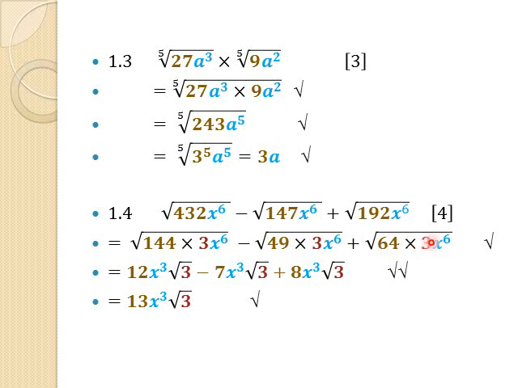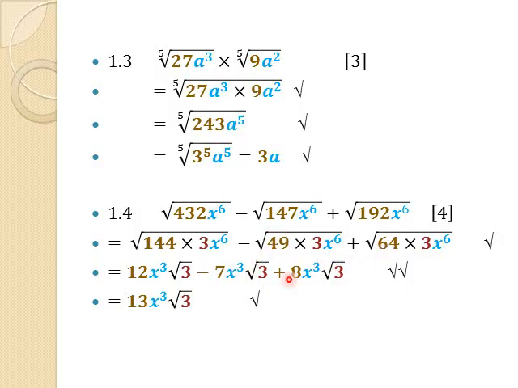x6 simply stays. Square root of 144, 12. x6 divided by the 2 from the square root, 6 divided by 2, x cubed. Square root of 49 would give me negative 7. x6, 6 divided by the 2 of the square root, gives me x cubed.